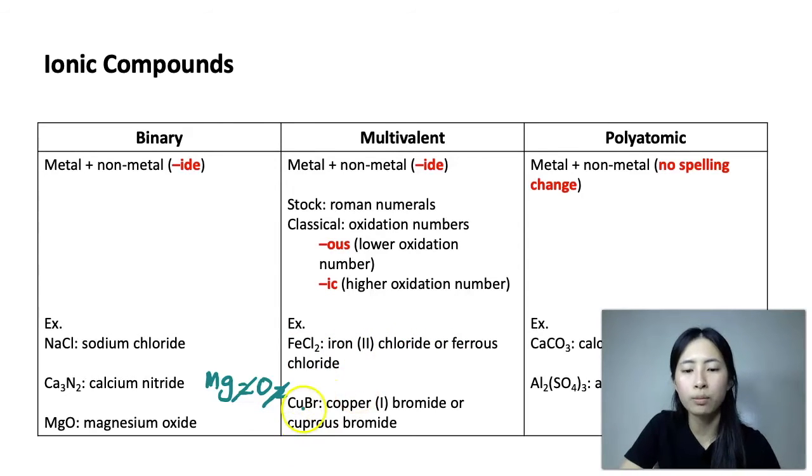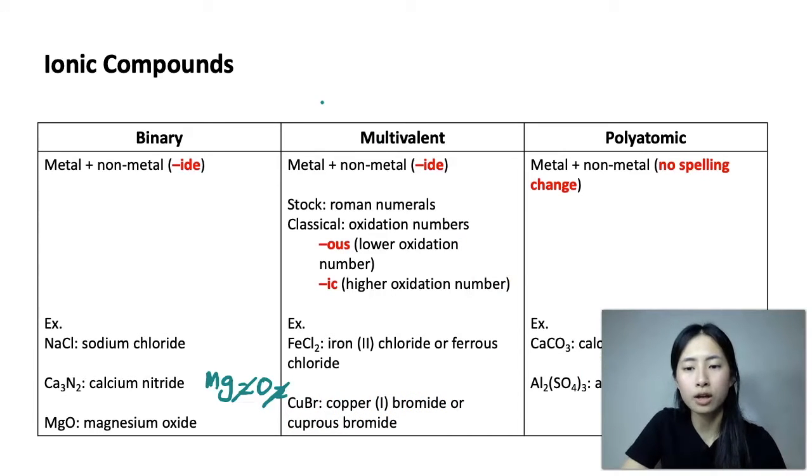Moving on to copper bromide, we know that copper must be +1 instead of +2 as a result of copper and bromine crossing over their oxidation numbers. Therefore, copper is taking the lower charge since copper has the possibility of having +1 or +2 as its charge. But since copper is +1, it's copper(I) bromide or cuprous bromide.